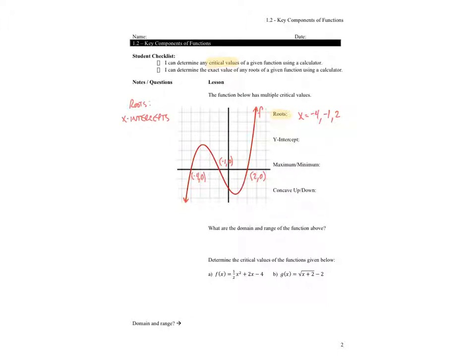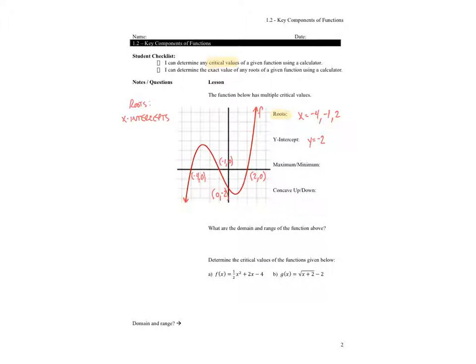So our function touches the y-axis at this point right here, just one time, at the point 0, -2. So our y-intercept is at the point y equals -2. It's important for us to remember that that is not a root. It is also not a critical value.